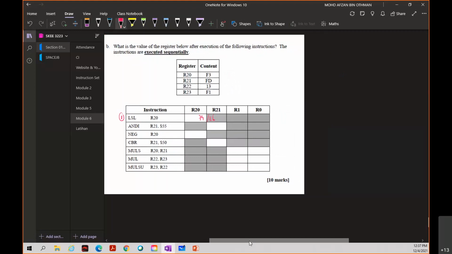Okay, so you're going to do the logical shift left. If you recall back, this is your register. What happens when you do the LSL is you put 0 into bit 0, and after that all these bits will be shifted to the left by 1 bit, and bit 7 will go to your C flag.